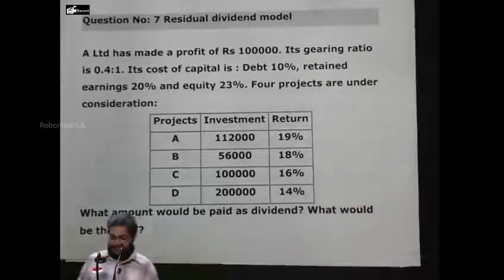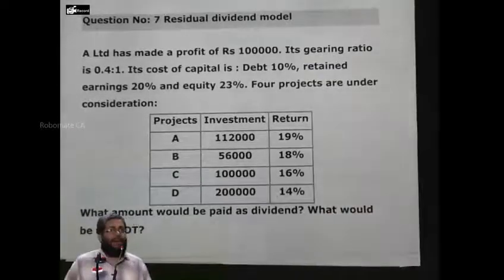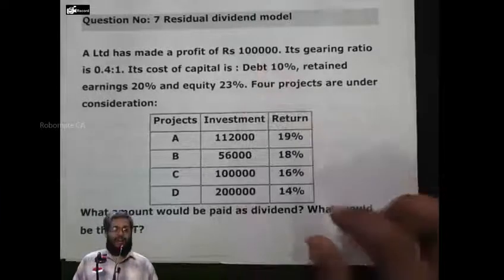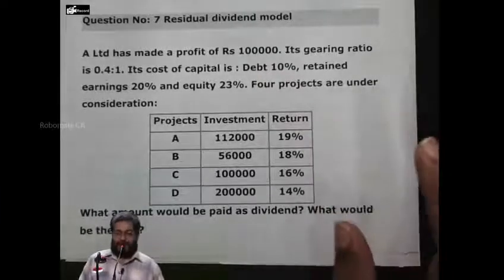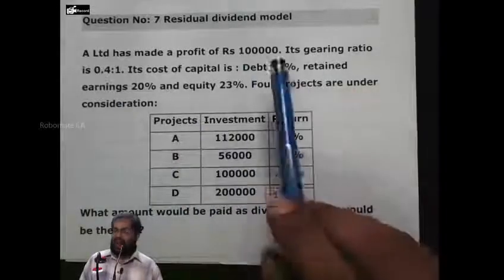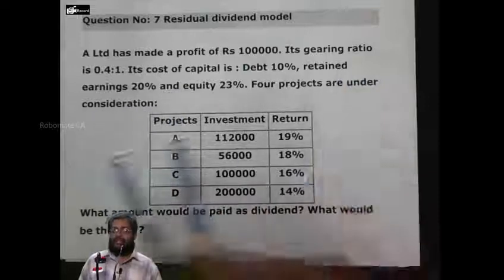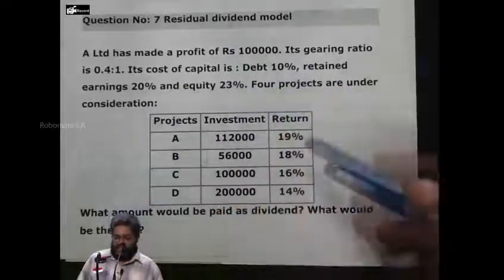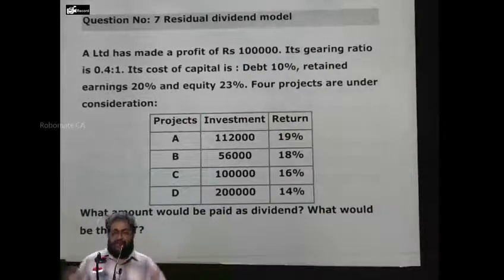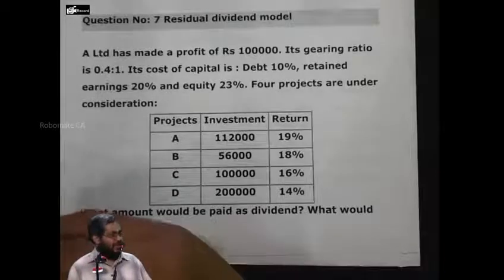Tell me, what is the money available here? 1 lakh. This 1 lakh belongs to whom? Shareholders. This 1 lakh I call the profit after tax, or amount belonging to shareholders. Other details are given regarding cost of debt, cost of preference, cost of retained earnings and cost of equity. Projects available also are given. The question is, how much will you pay as dividend?